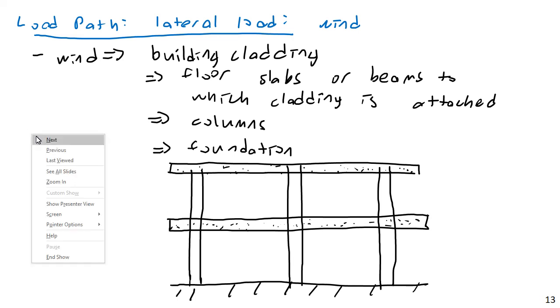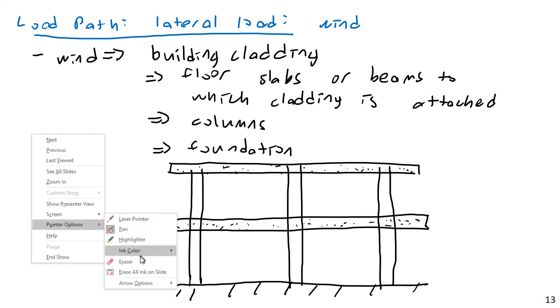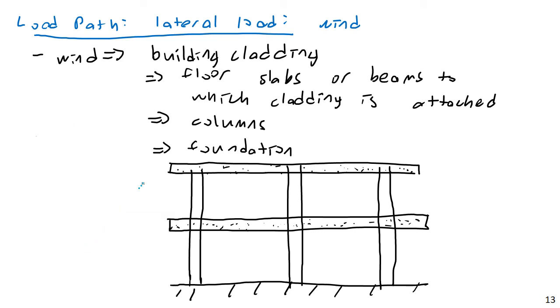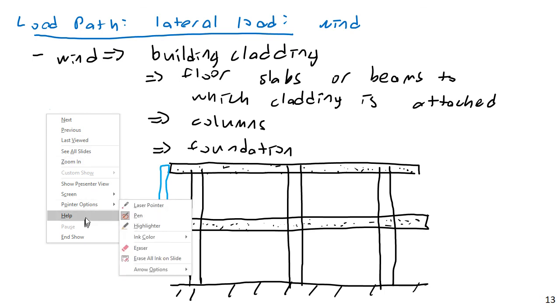So what's going to happen is, let's say there will also be some outer cladding on here. Let's say we have glass, for example. Let's say we have a big pane of glass in a window frame here. That glass is not strong enough to carry load all the way to the foundation. It's not meant to do that.